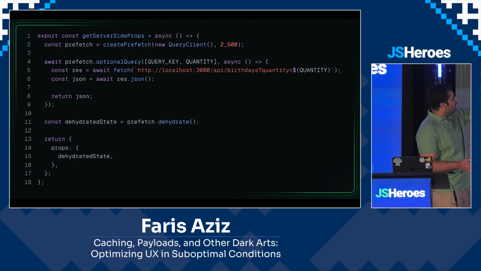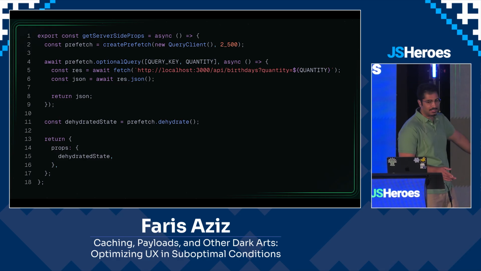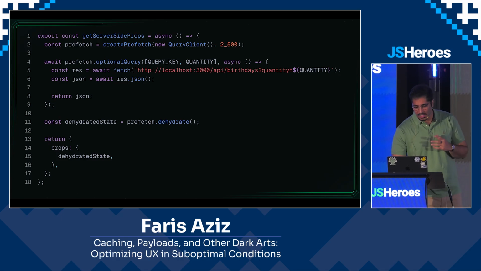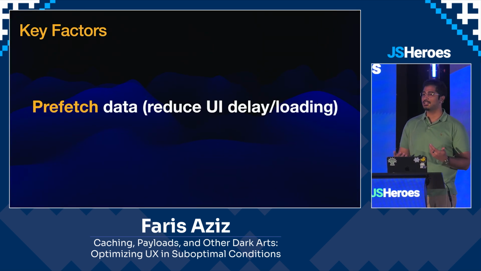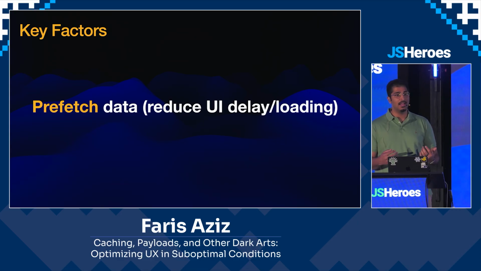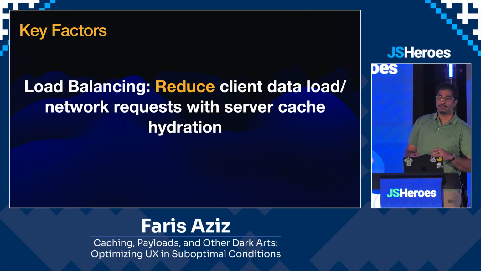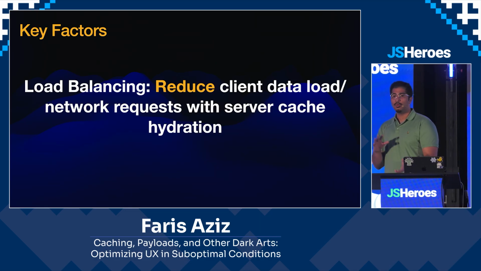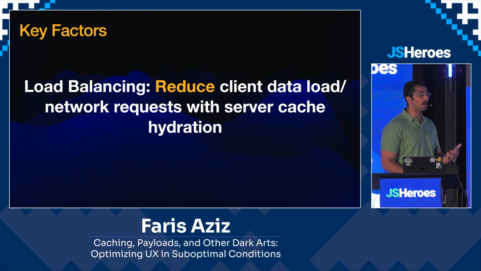We're going to set these query keys over here. We're going to fetch from the same proxy. We're going to return the dehydrated state, and I'm going to pass that into props. So the key factors here are that we're reducing UI delay, because there's no fetching that takes place on the front end the second the client is loaded, because everything's coming already ready from the server. We're load balancing a little bit, reducing client load and network requests between the server and the client. So we're choosing what we want to load on the server, what our critical payloads are, and what we want to do on the client, so we don't have an entire waterfall of network requests to deal with if we're loading a lot of data.